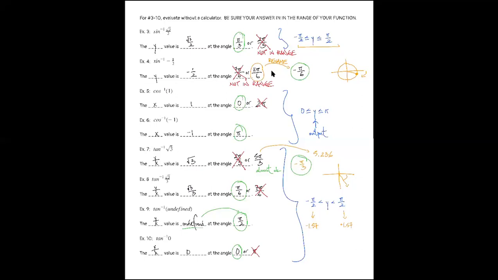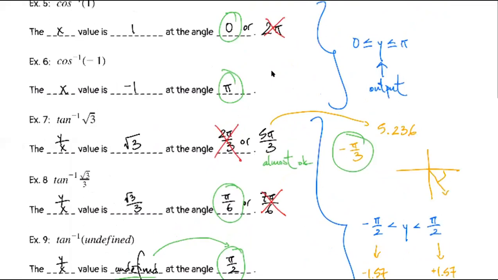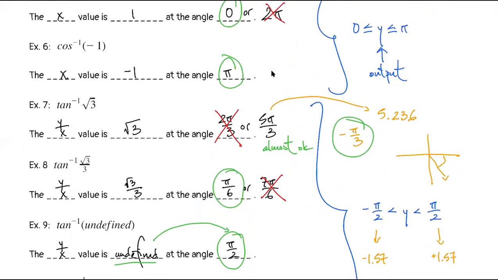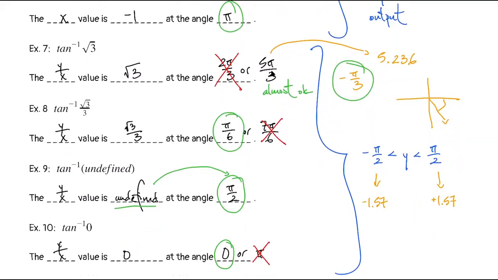Number seven, for sure. So for number seven, we picked the 5π/3. But 5π/3 is the correct location, but the wrong name. So instead of 5π/3, we thought, okay, we could go in that direction, -π/3. -π/3 is the same as 5π/3 location-wise. But the good thing about this one is that number is in between those two numbers.